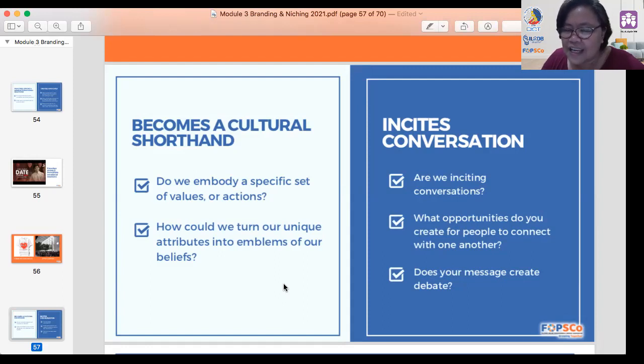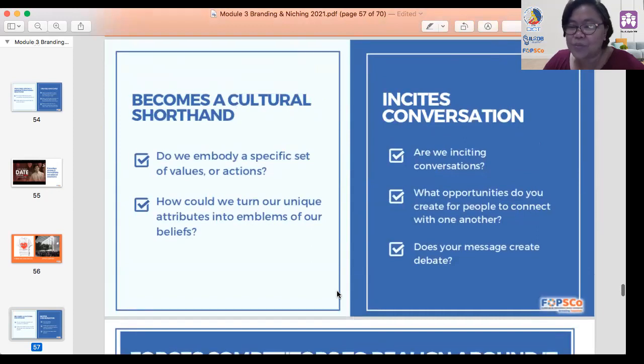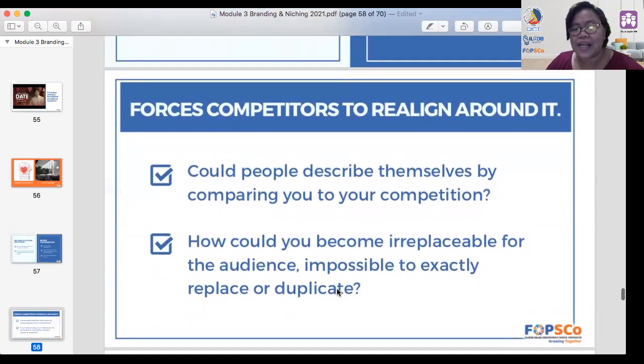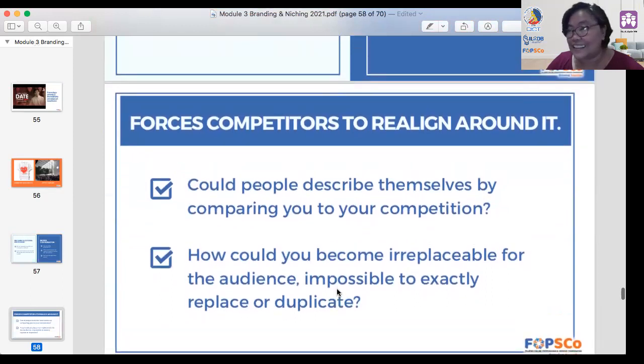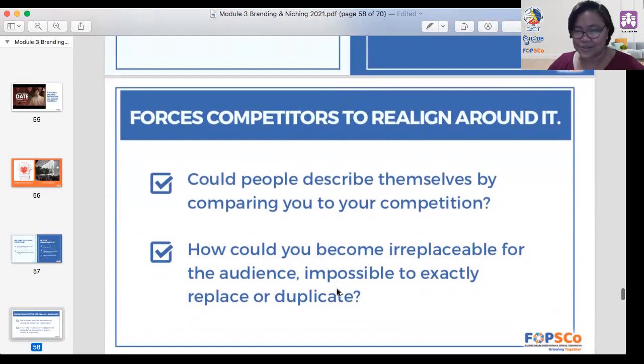Okay. And does your message create a debate? Something like that. Yung parang pag-uusapan ka. Pag-uusapan mo yung product mo. Okay? Forces competitors to realign around it. That's the real thing, no? It's really a fascinating brand if the competitors would really want to realign. Ganun sila. Okay, let's do that too.